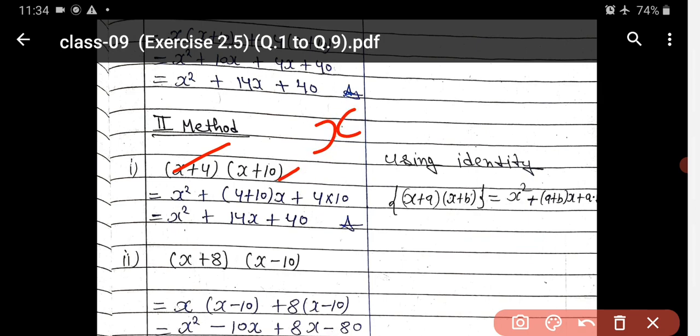So what is the value? x remains the same. In place of a you have 4, and in place of b you have 10. Now write the formula: x², then (a + b), a plus b means 4 plus 10, times x, and then a·b means 4 into 10. Now simply solve: x² + 14x + 40.